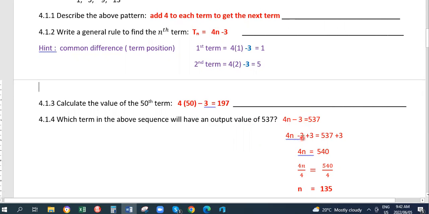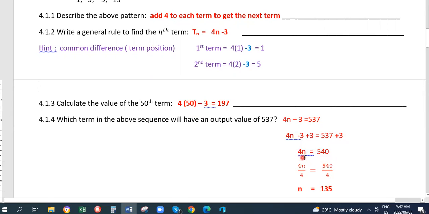So 4n minus 3 plus 3 will give me 0 for this. To get rid of minus 3, we add 3, because minus 3 plus 3 gives me 0. If you're adding on this side of an equation, you have to add on that side, because an equation is always balanced. So you're going to add a plus 3 here. So this gives me 0, so it's out of the equation. And 537 plus 3 is 540.